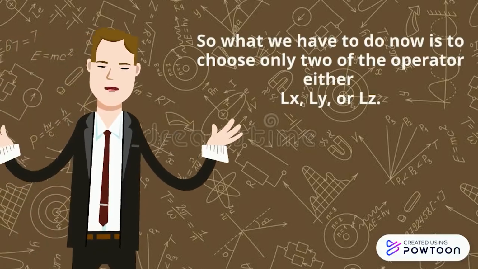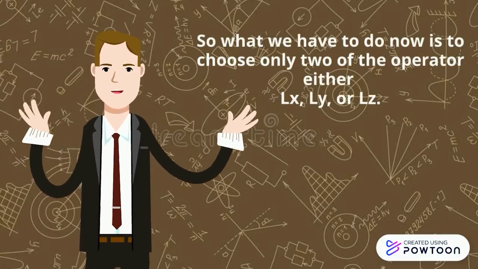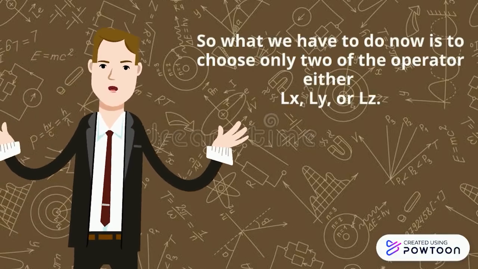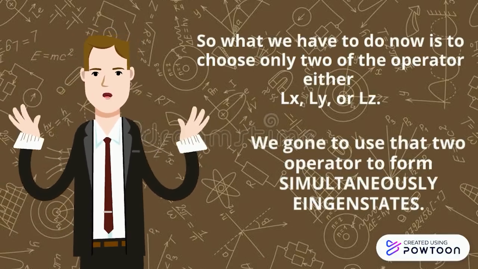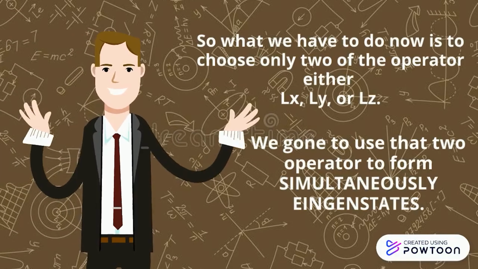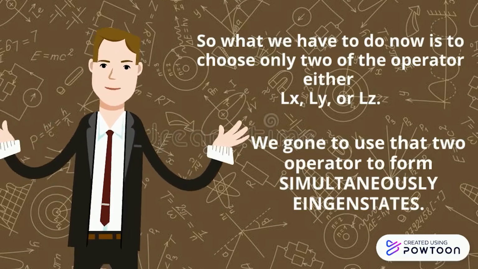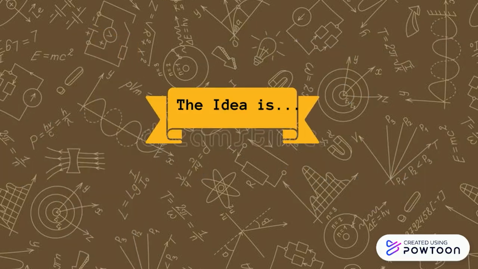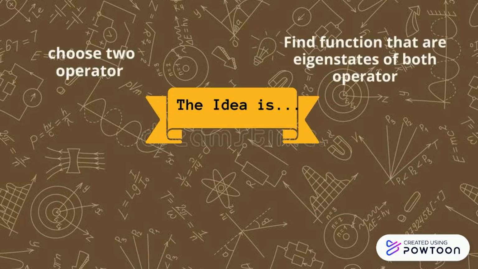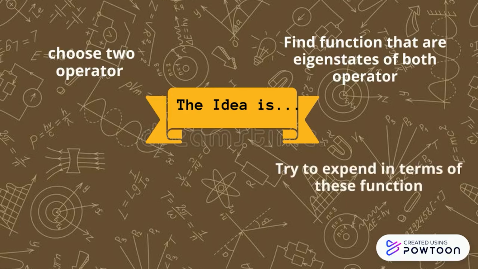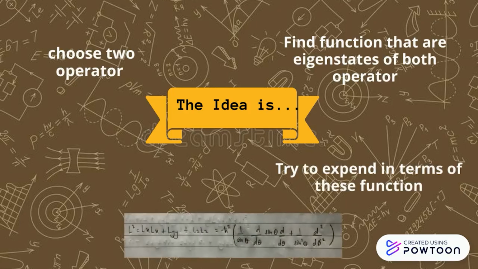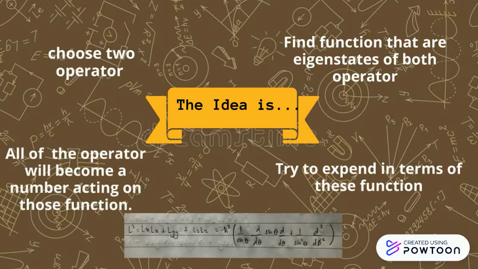So what we have to do now is choose two operators, either Lx, Ly, or Lz, because we're going to use that to form simultaneous eigenstates. The idea is we choose two operators and then try to find the functions that are eigenstates of both operators. We will try to expand in terms of these functions, and we hope that all of the operators will become a number acting on those functions.